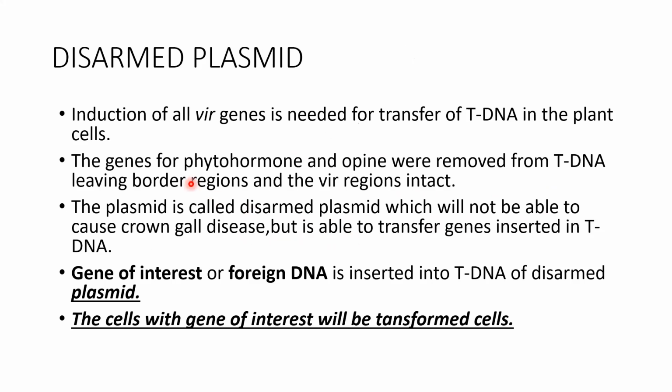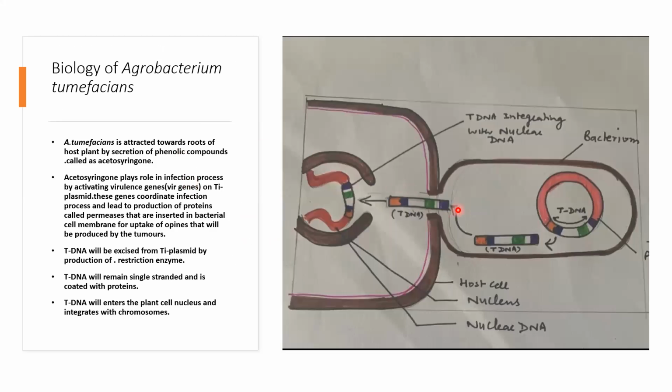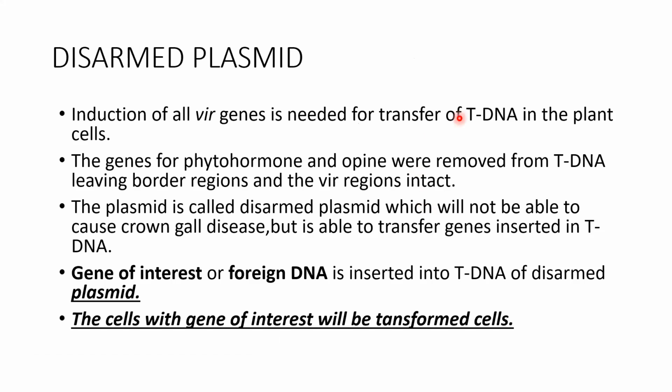Now, due to this property that tDNA gets separated from the Ti plasmid and integrated into the host genome, this tDNA is used for gene transfer. We insert our gene of interest into this tDNA. So we will remove the oncogenic genes from the tDNA. When we remove the oncogenic genes from tDNA, this is called a disarmed plasmid. A plasmid having tDNA without the oncogenic genes is called a disarmed plasmid.